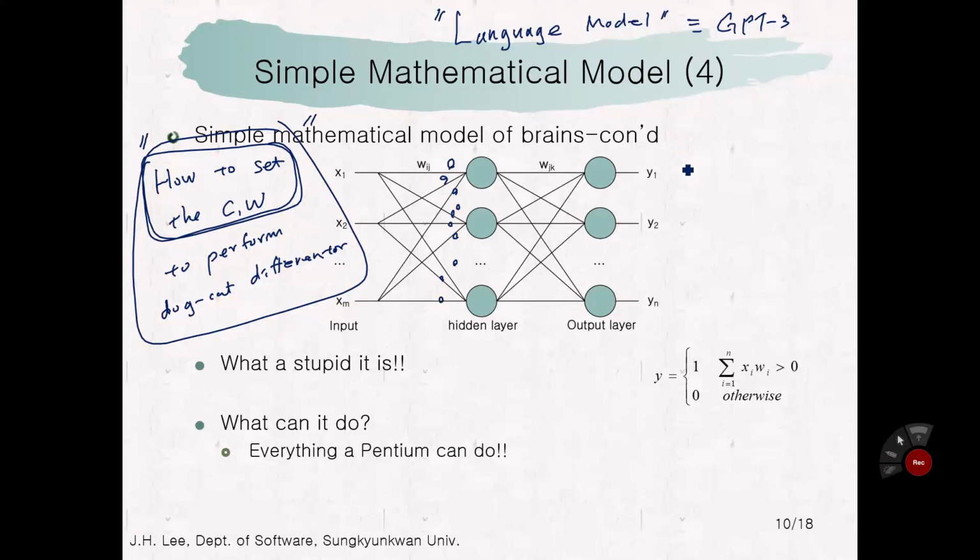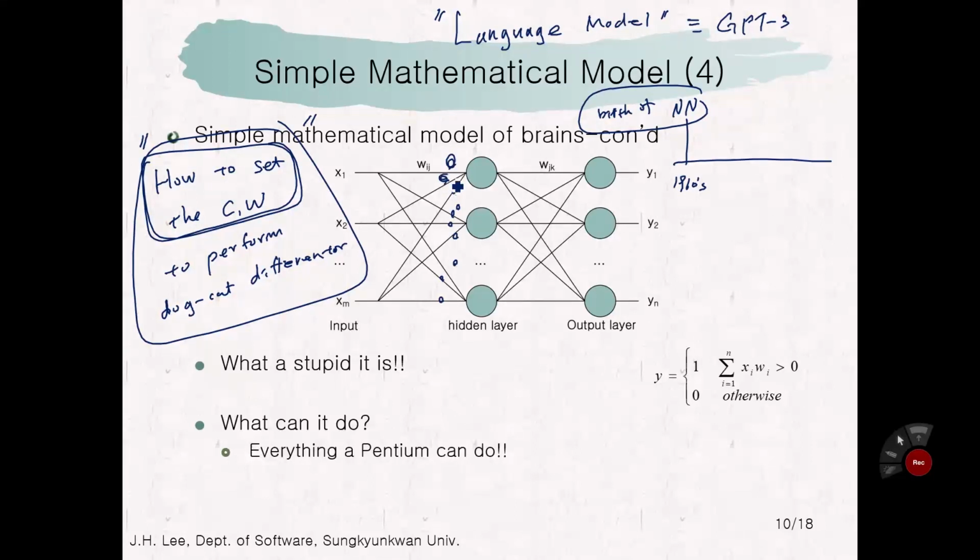So that's the sad story. In the 1960s, this was the birth of the neural network. But at the time, they did not have any idea.